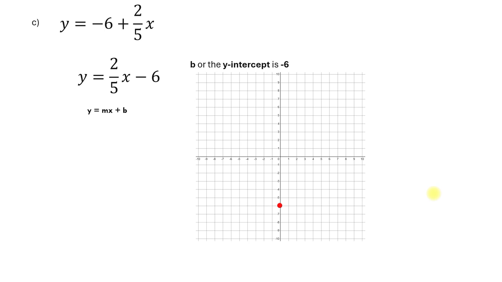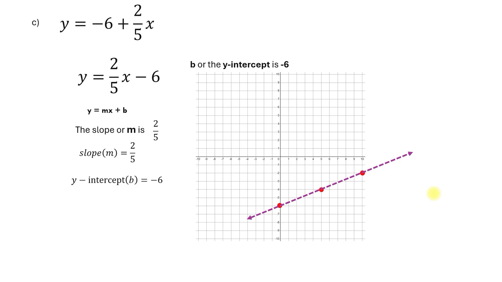Plotting that point, our slope is 2/5. So for every run of 5, we go up 2. Plot the point that we arrived at. Run of 5, rise of 2. Plot the point we arrive at. Connect the coordinates. This is the graph, y equals 2/5 x minus 6, with a slope of 2/5 and a y-intercept of -6.